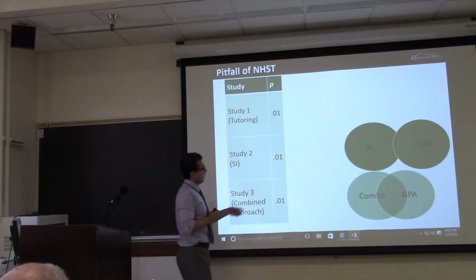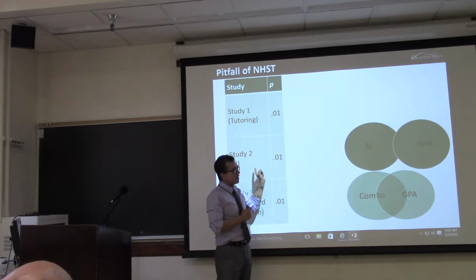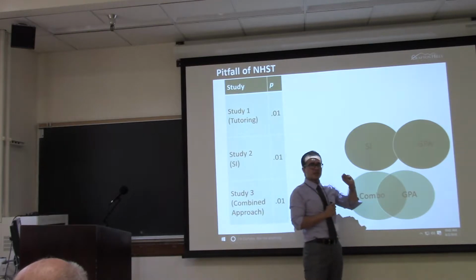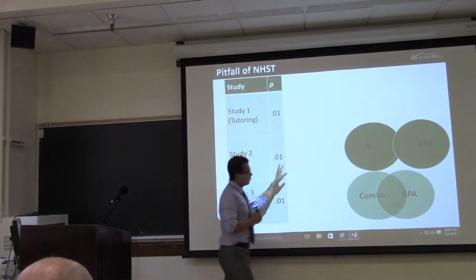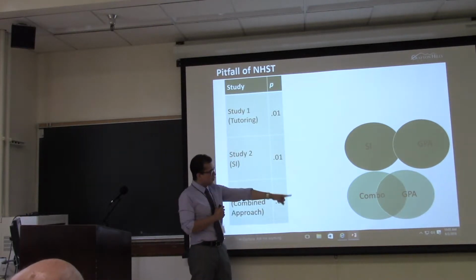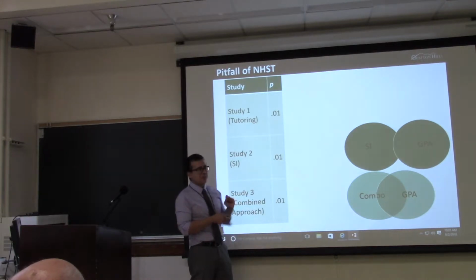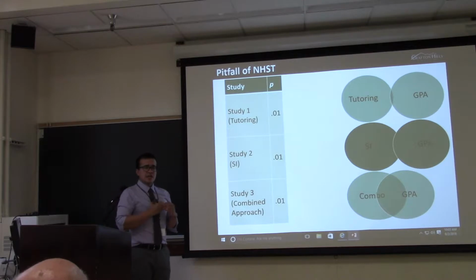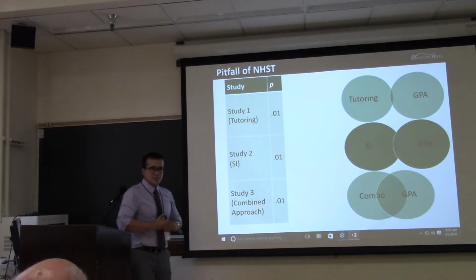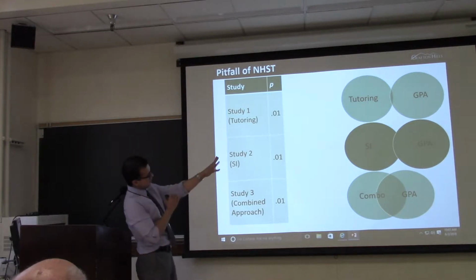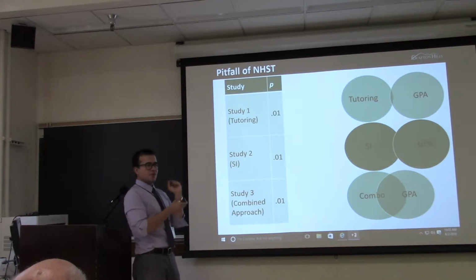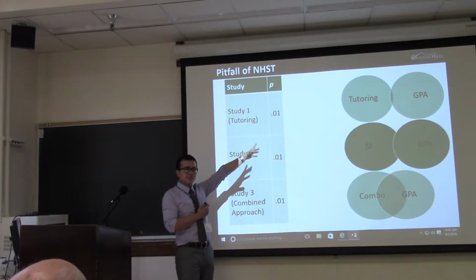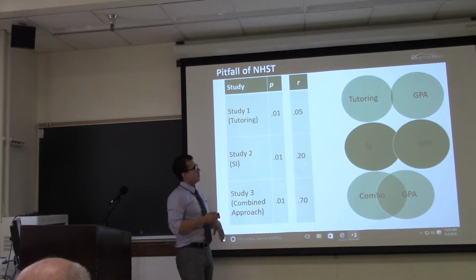However, when you look at the relationship between SI alone and GPA, you find that the relationship isn't quite as strong. Now remember, both were statistically significant. One relationship is strong, one less so. You look at the relationship between tutoring and GPA and find that the relationship is almost non-existent. There's a little overlap there, but it's almost non-existent. But my p-value said I rejected the null. What's going on here?